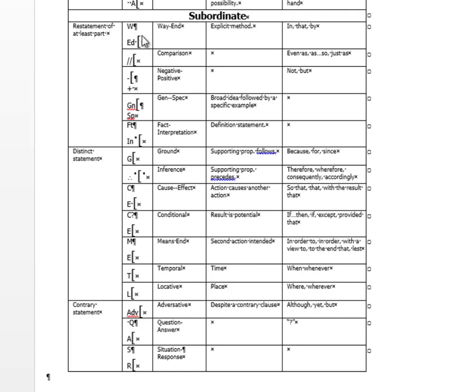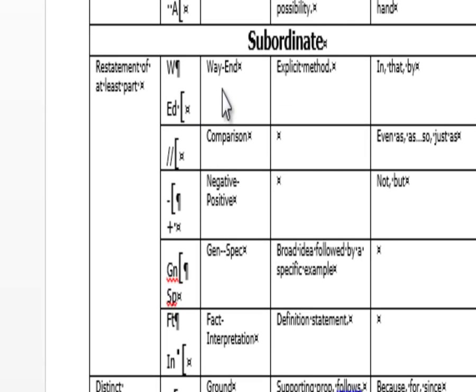So you'll see in the first one we have here what's called a way end, and this is where there's an explicit method to do something. For example, you go to Springfield, Massachusetts by driving a car. So the way to get to Springfield, Massachusetts is by the means or the way of driving a car. So it's an explicit method of how to get there. You must drive a car. So the end is Springfield, Massachusetts, and the way to Springfield, Massachusetts, is by driving a car.